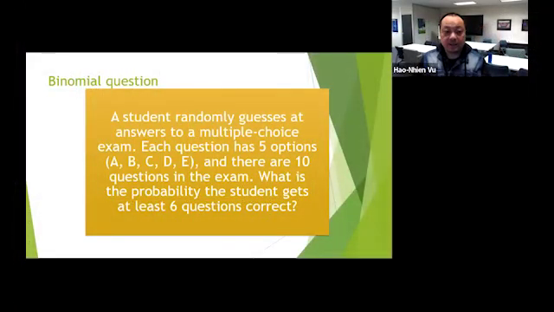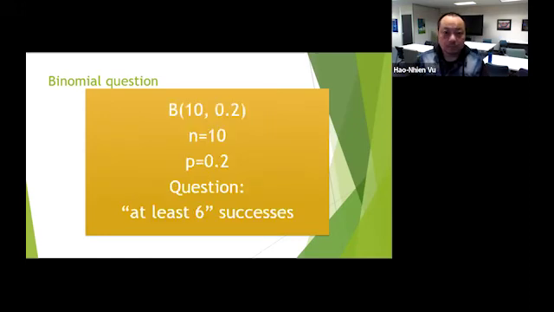Now let's take a slightly different example. A student randomly guesses at answers to a multiple choice exam. Each question has 5 options. There are 10 questions on the exam. What is the probability the student gets at least 6 questions correct? So it's still the same situation, so it's still binomial, but the question is different. The binomial is still B(10, 0.2), n equals 10, P equals 0.2, but the question is now the probability of at least 6 successes.